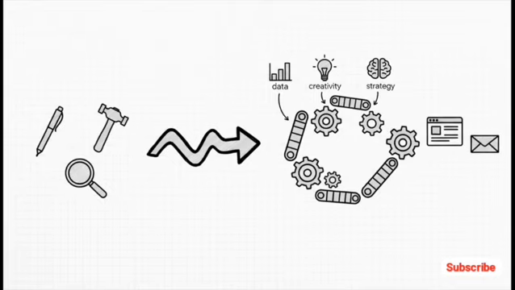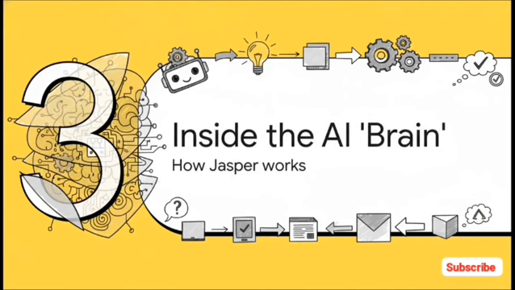So the big idea here is that we're moving way beyond just having a bunch of separate tools. This is about building one intelligent, connected system, kind of like an automated assembly line, but for your content. Everything, your data, your strategy, your creative ideas, it all just works together. Okay, that's the theory, but how does this stuff actually work? Let's pull back the curtain and look inside the AI brain, and we'll use Jasper as our example to see how this all becomes a real thing for marketing teams.